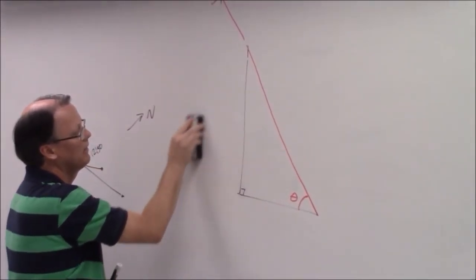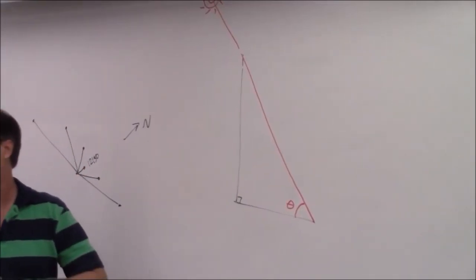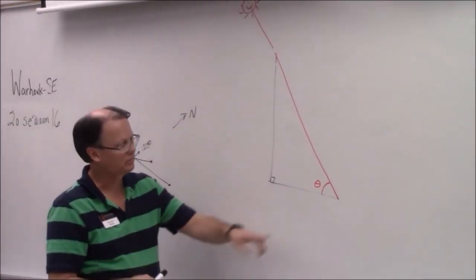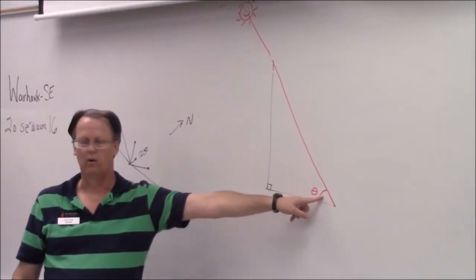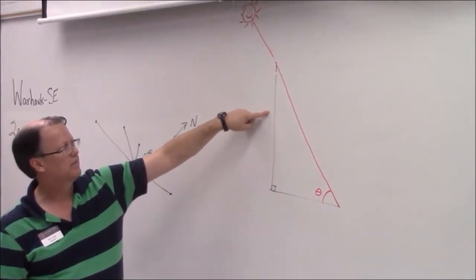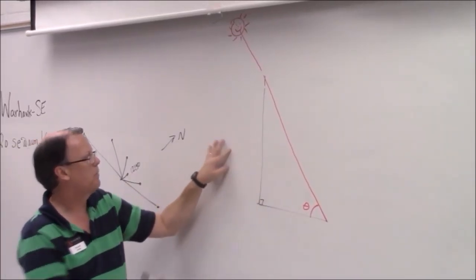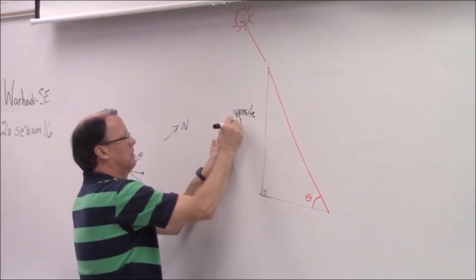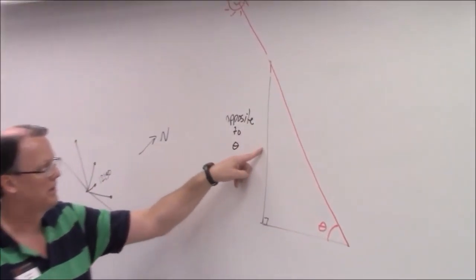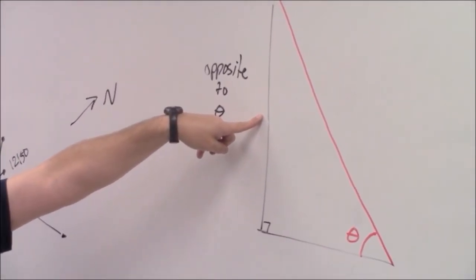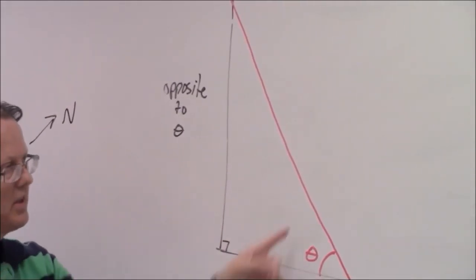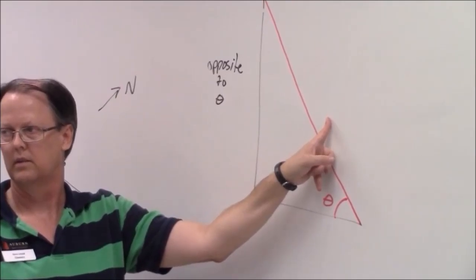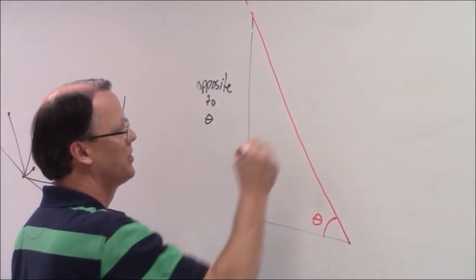We have a nice right triangle here, and we're interested in measuring this angle. We have the length of this side of the triangle, which is the opposite side to that angle. This side is the opposite side to angle theta. What do we call the long side of a right triangle? That's the hypotenuse.